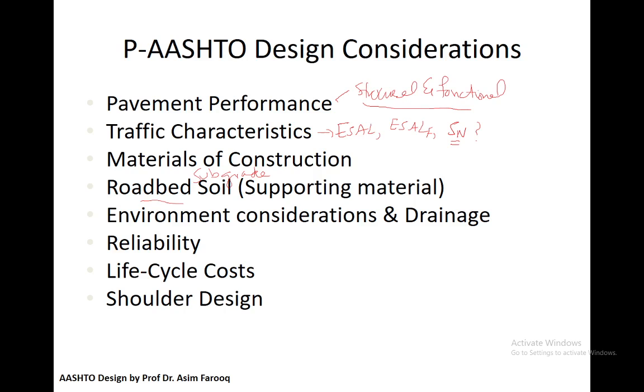Then we have the environmental consideration and drainage condition as well, in which we usually consider the capacity of that specific pavement to drain off all the water, such as rain, snow, etc. And then we have reliability, life cycle cost, shoulder design, and so on.